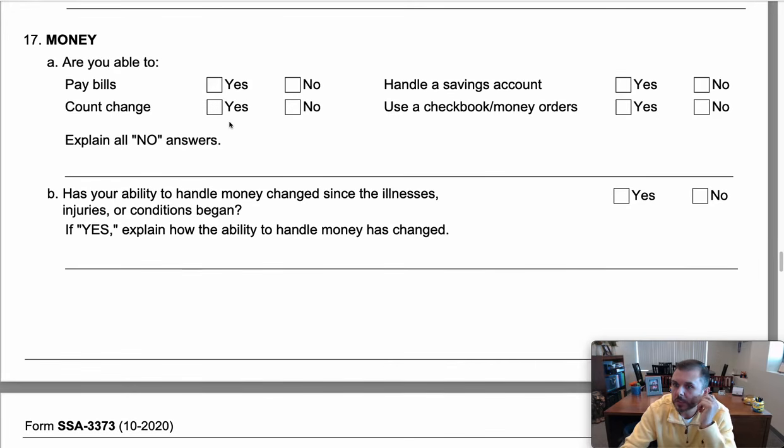You may have issues counting the change and how long it takes you, but if you can eventually count out change, that's okay. I would say yes. Handling a savings account. Remember, this is just keeping track of what's in it. Even if it's checking it online or writing in a ledger, that's okay. Paying bills, most of us can do that even if it's with assistance. So I would strongly encourage you, if you can truthfully answer yes, do that, because it may jeopardize your ability not to have a representative payee.